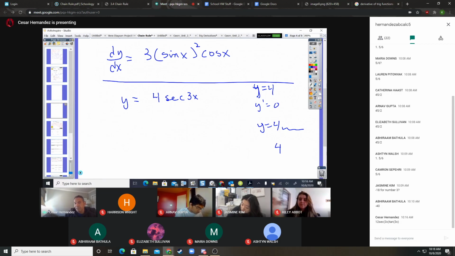Okay, so the way I did this question is by doing this. I keep the 4 because I just said it's a scalar. It's not going to go away. It's just going to get multiplied back into the problem. Then I do the secant. And everybody has the derivative of secant somewhere in front of them or has memorized it already. The derivative of secant is secant tangent.